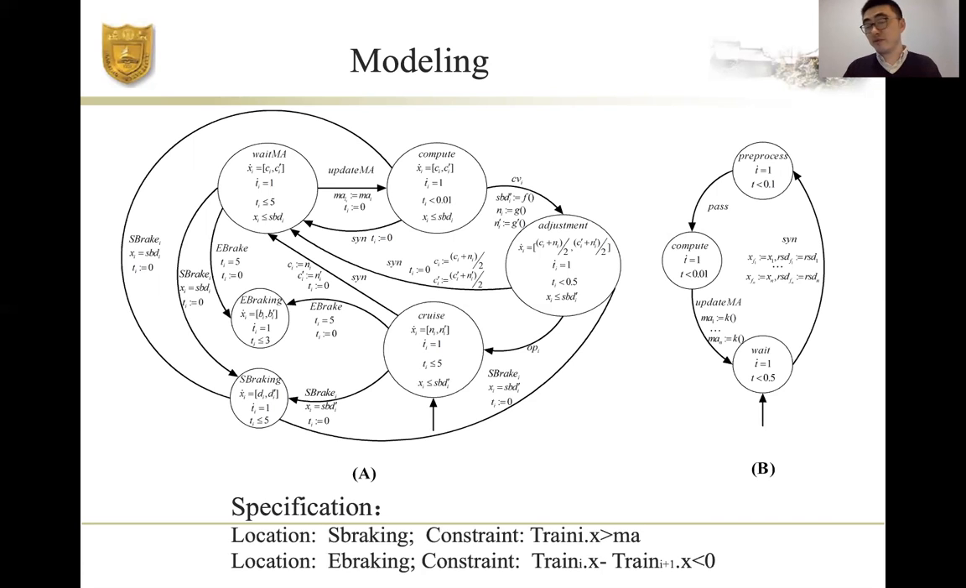And we have two specifications. First, we want to check whether the location is braking and the position of train i is larger than MA, for the safety rule 1. And this is for question 1. And the location is e-braking and the position of train i is smaller than the position of train i+1, which is collision, right? That's specification 2. We do the verification.